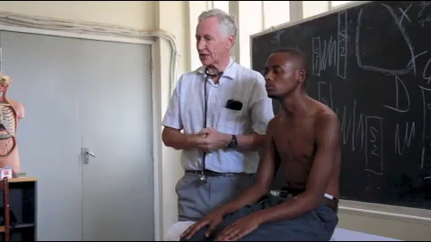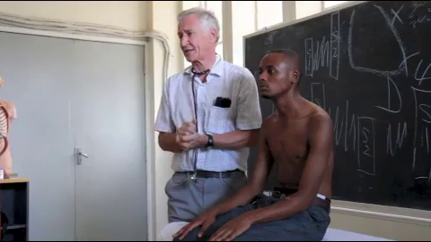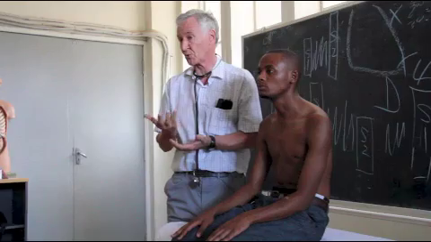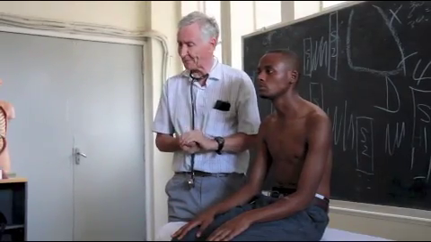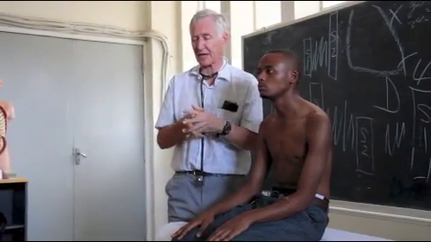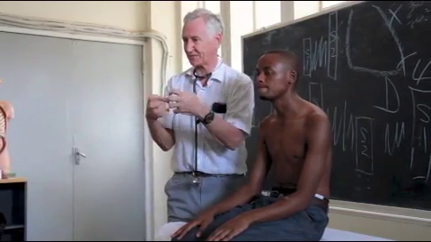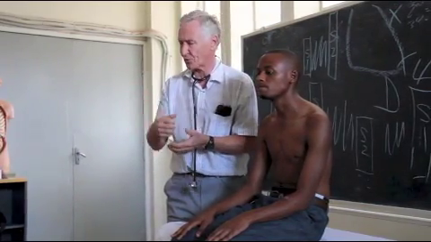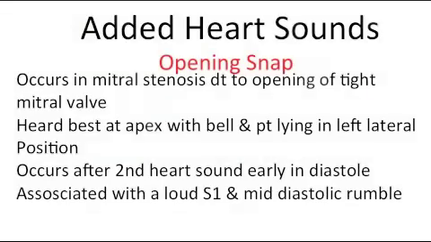In the same way, atrial contraction in diastole can create a sound that's called a fourth heart sound that occurs at the end of diastole, and that's always pathological. An opening snap is what happens after the second heart sound due to opening of the mitral valve, and it can create a sound if it's tethered or tight, a little snap. And that will occur before the murmur, and you may hear that in mitral stenosis.